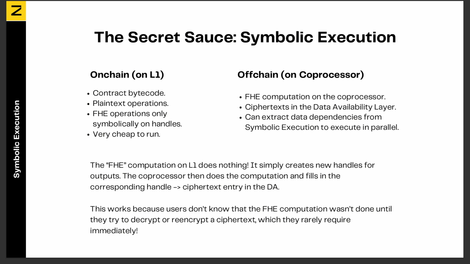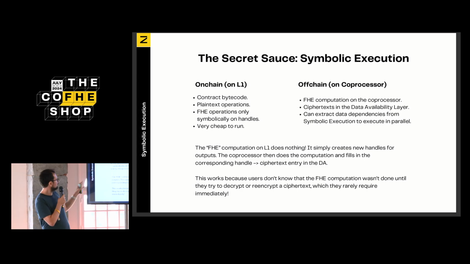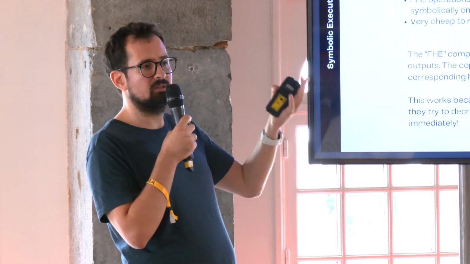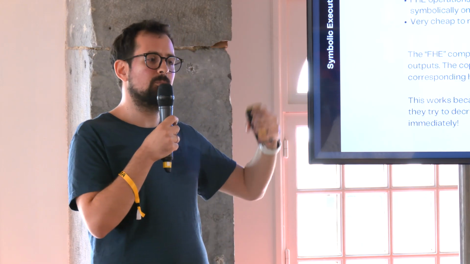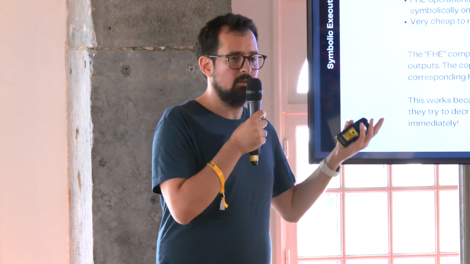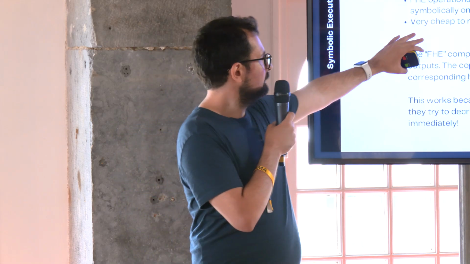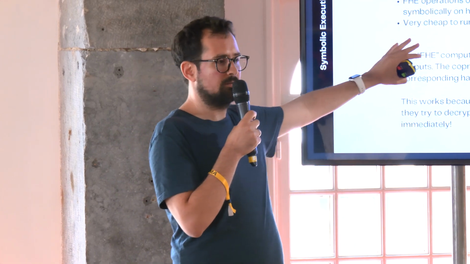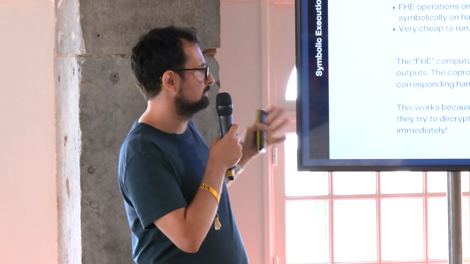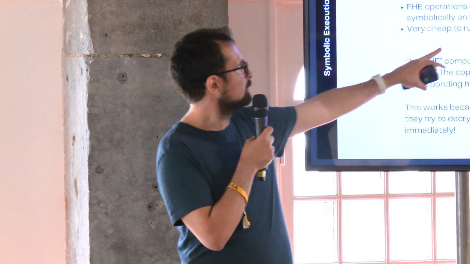For example, if we do A plus B, what happens on L1 is that we just deterministically produce a new handle that is the result of A plus B, but without any computation. So in practice, we just basically hash A and B and produce a new handle C, which is the result. And that's all that happens on L1. It's very cheap to do. It's almost no computation.